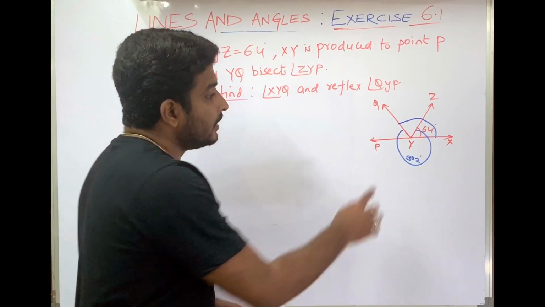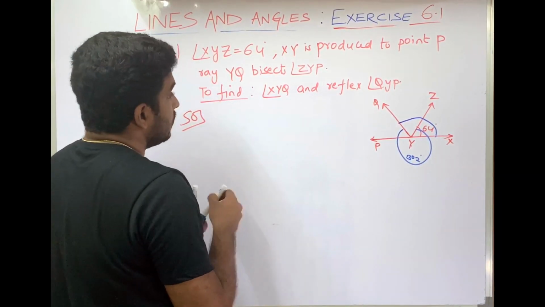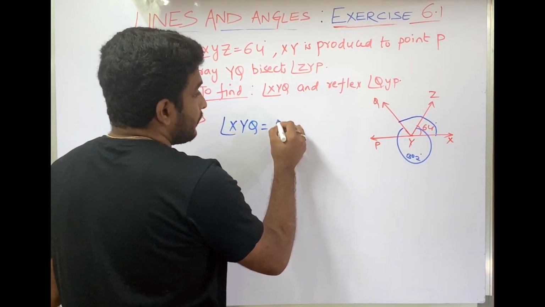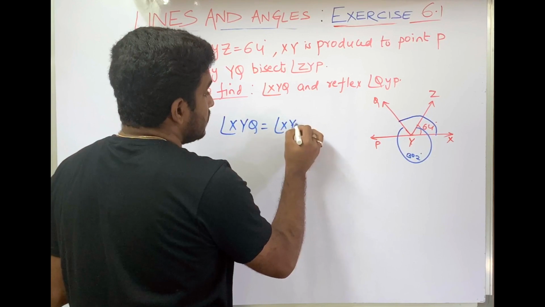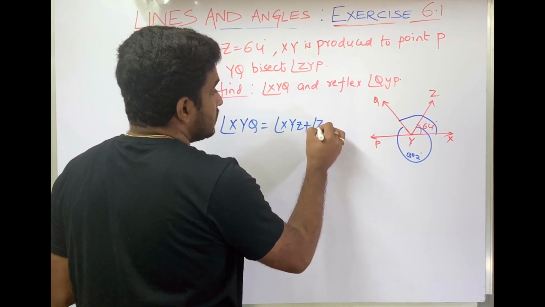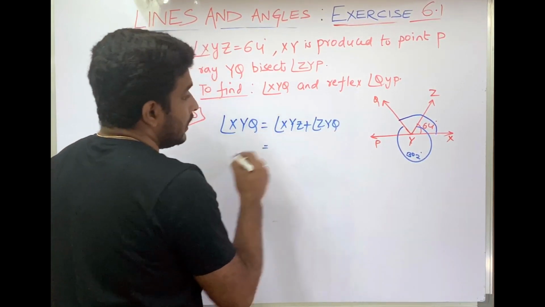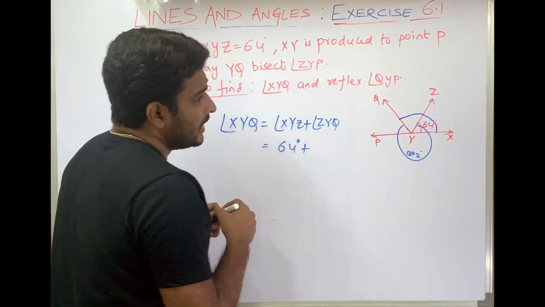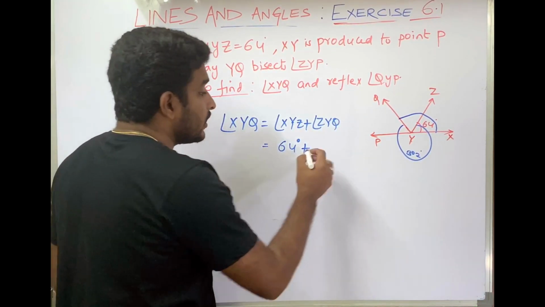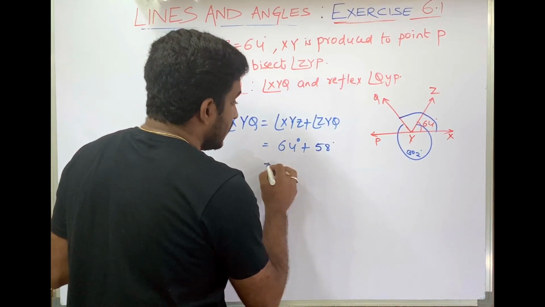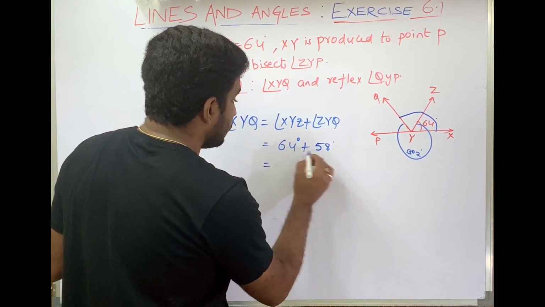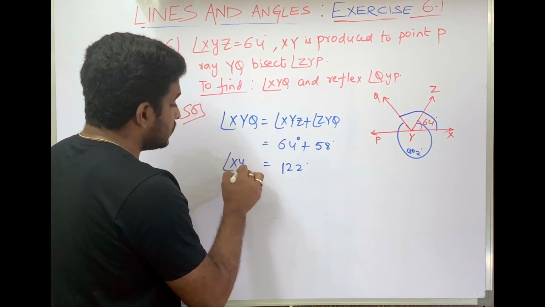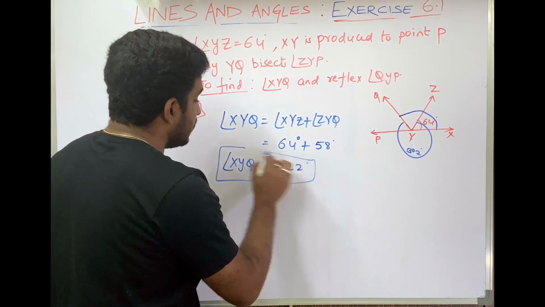Now we have to find angle XYQ. See, angle XYQ equal to angle XYZ plus angle ZYQ. XYZ is 64 degrees. ZYQ previously we got as 58 degrees. Then it will be 64 plus 58 will be 122 degrees. Angle XYQ will be 122 degrees.